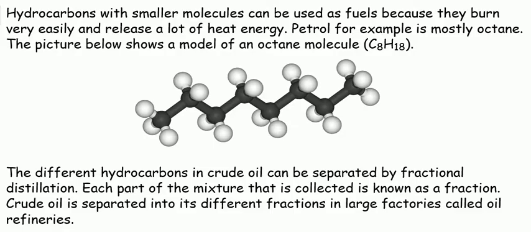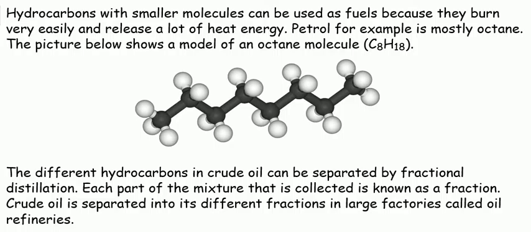Hydrocarbons with smaller molecules can be used as fuels because they burn very easily and release a lot of heat energy. Petrol, for example, is mostly octane. The picture below shows a model of an octane molecule, C8H18. The different hydrocarbons in crude oil can be separated by fractional distillation. Each part of the mixture that is collected is known as a fraction.